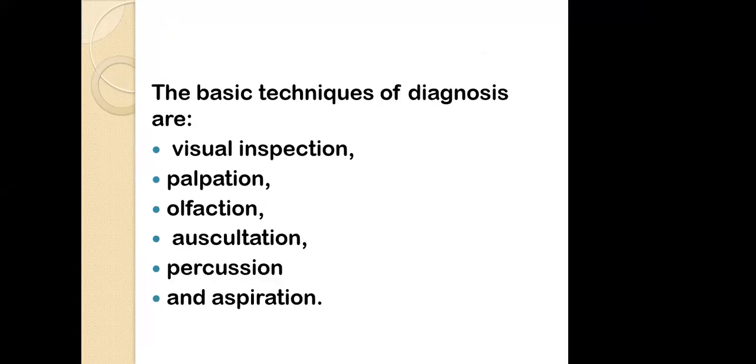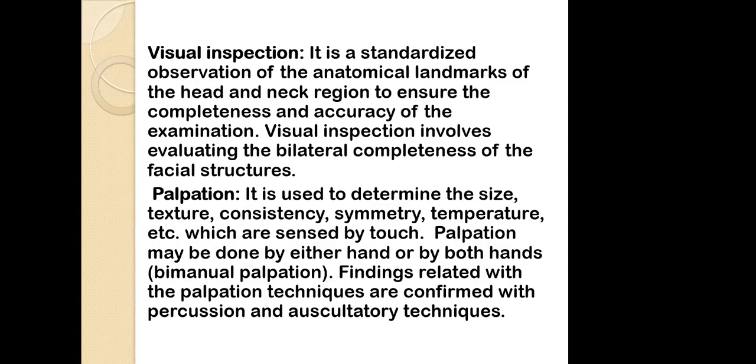So the usual things, the basics: you need to do visual inspection, palpation, smell, auscultation, percussion, and aspiration. Those are the normal things you are going to do, depending on what you have seen. Now, visual inspection is standard observation of the anatomical landmarks of the head and neck region to ensure the completeness and accuracy of the examination.